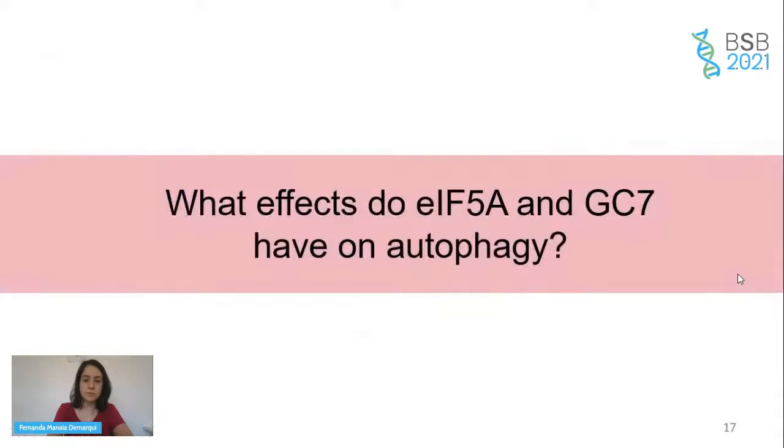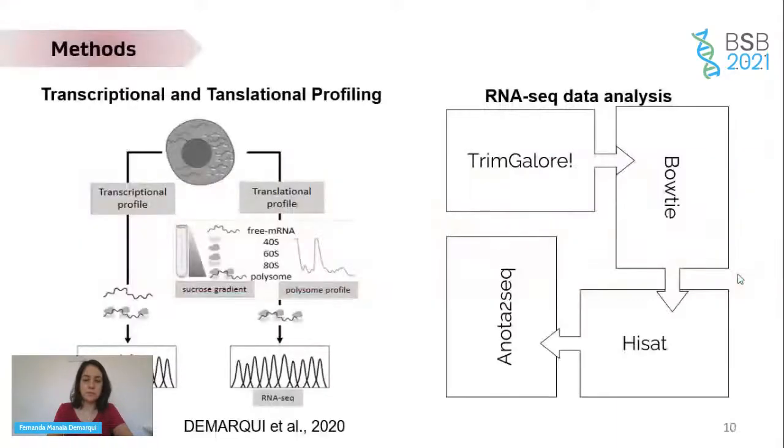So the aim of this work was to answer the question: what effects do EIF5A and GC7 have on autophagy? To answer this question, we used data sets of transcriptional and translational profiles obtained by Marcian and collaborators in 2020, a work presented in this same symposium last year by me.